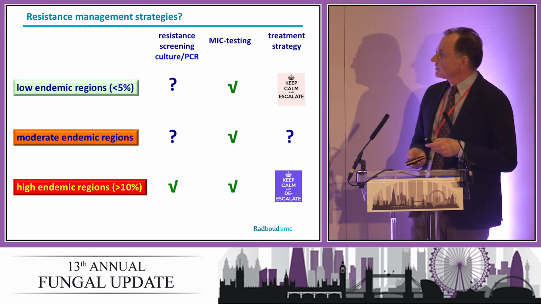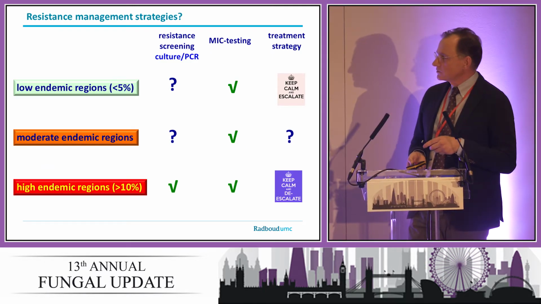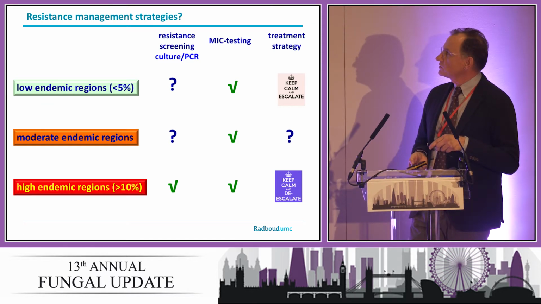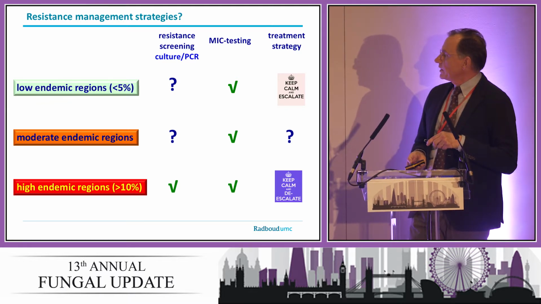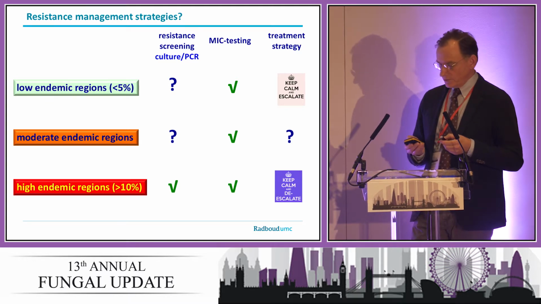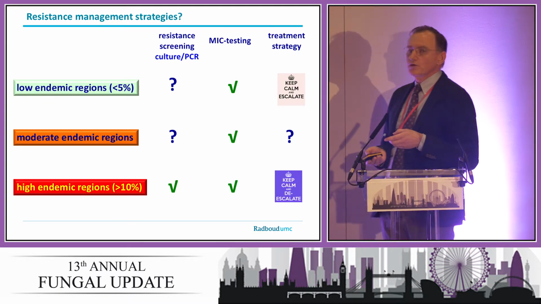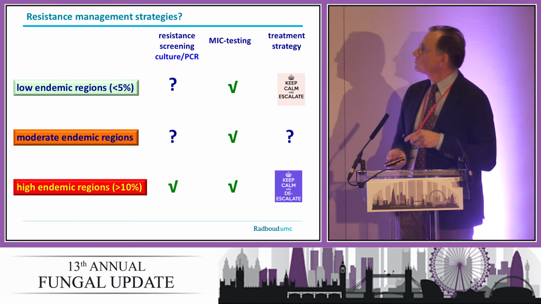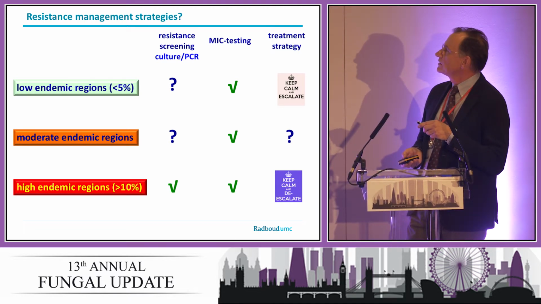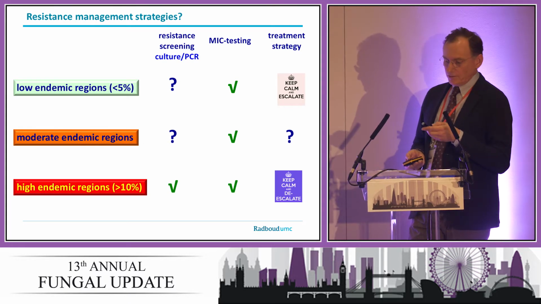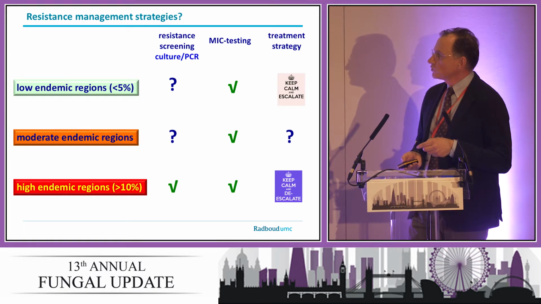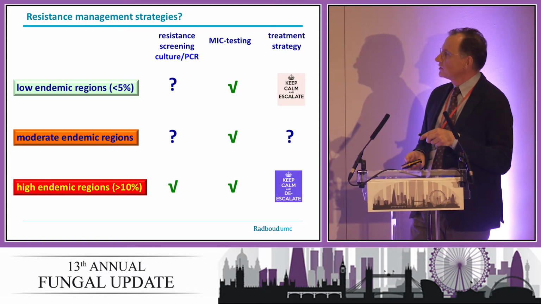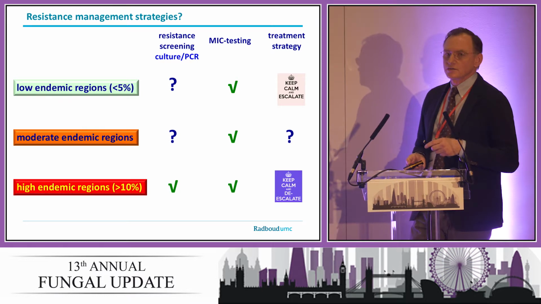So it remains a question how best to manage our patients. So in high endemic regions, we think you need to do resistance screening, MIC testing, and if cultures are negative, PCR, and have a de-escalation strategy. But most countries, they are low endemic. And then it's much more difficult because an escalation strategy might come with a higher mortality. And do we have to look at all these isolates for resistance? And also, if you have a moderate situation between 5 and 10%, it's very difficult to decide which strategy is optimal.